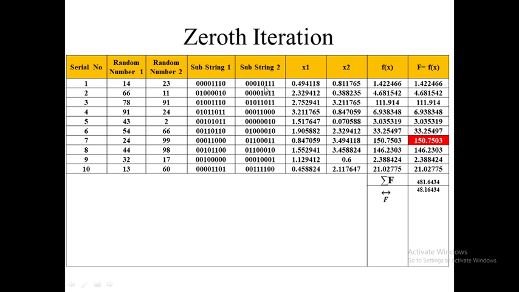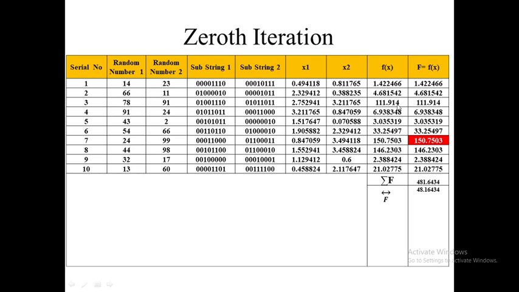Likewise, substring 1 and substring 2. And I also utilize the formula: x1 is equal to x1 min plus x1 max minus x1 min divided by 2 power l minus 1, into random number. From that I get the x1 value and the x2 value. Based on x1 and x2, I get the f of x value, which is a maximization problem, so capital F is equal to small f of x.